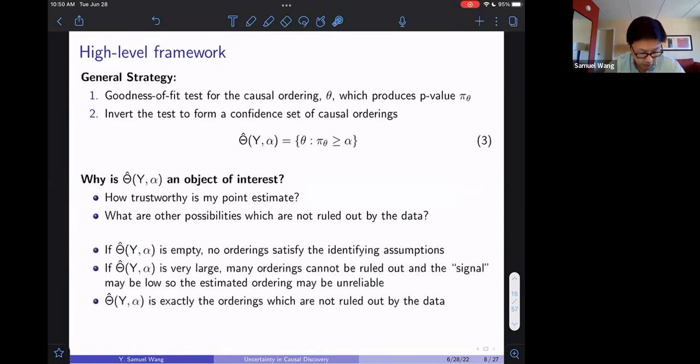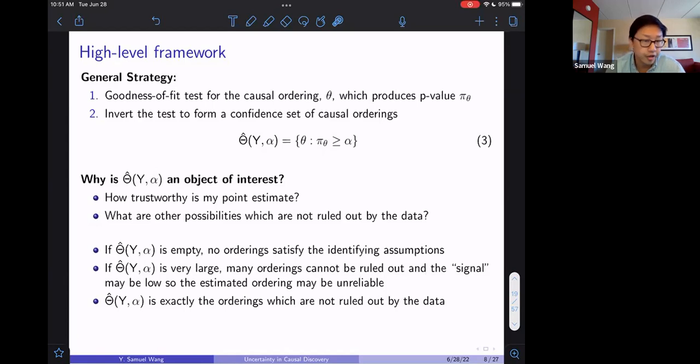So for instance, if theta hat is empty, so if my confidence set is empty, this means that no orderings satisfy the identifying assumptions. And so this should cause the scientists to be very cautious and potentially think about using a different causal discovery procedure, which requires different assumptions.